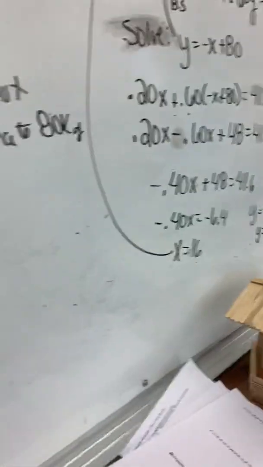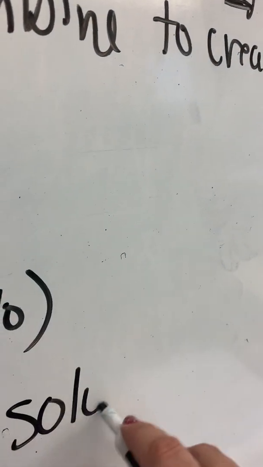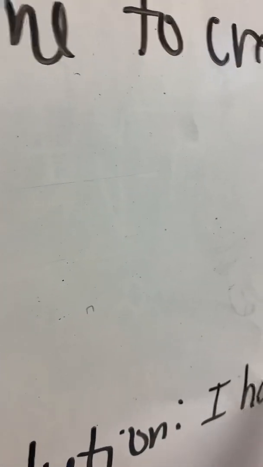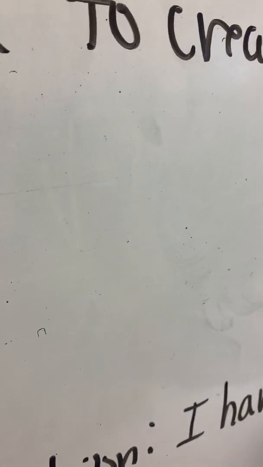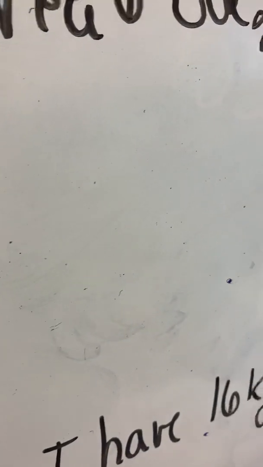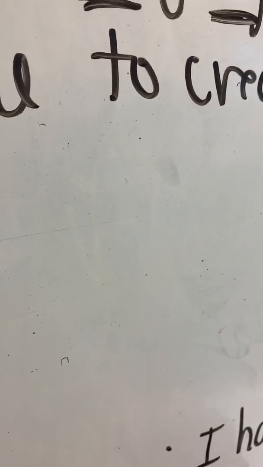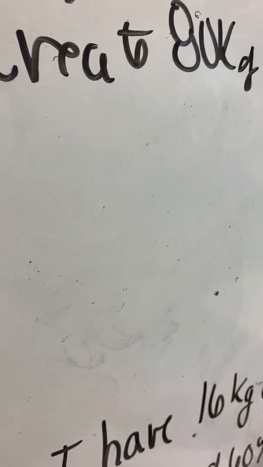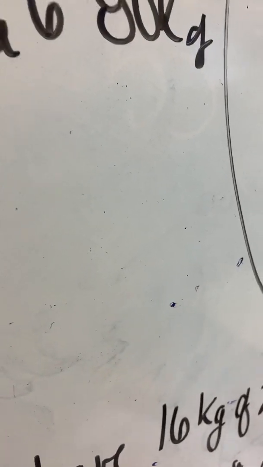So when you write your solution in a complete sentence, you're going to have: I have 16 kilograms of 20% alloy and 64 kilograms of 60% alloy. Done.